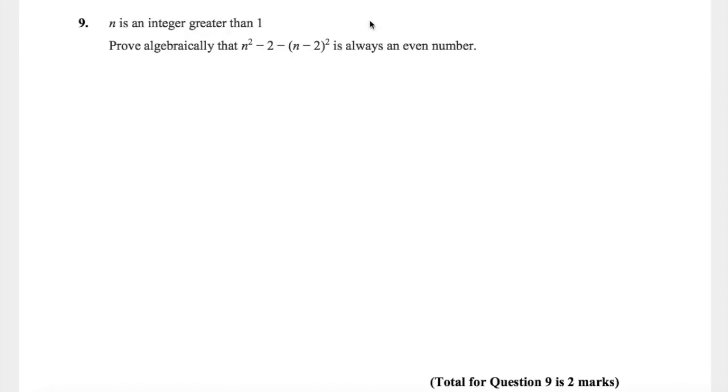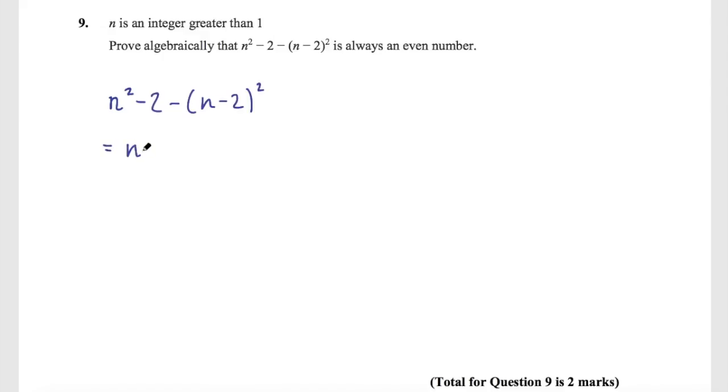I'm not sure it's exactly the same, but it was definitely pretty similar. So I'll use the same strategy I used there. First we have to take this expression and simplify it. So we start off with n squared minus 2 minus (n minus 2) all squared. And the first thing we have to deal with is these brackets here. So we have to expand those out.